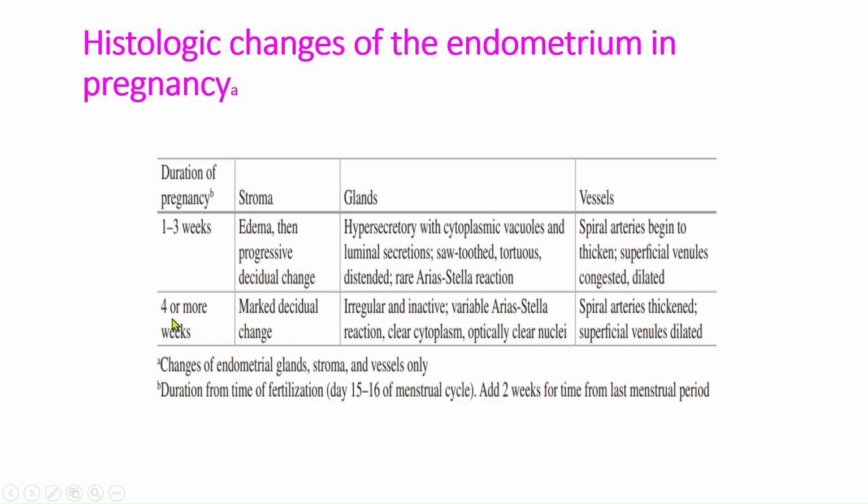And during four or more weeks duration of pregnancy, there is marked decidualized change. Glands are now irregular and inactive, with variable Arias-Stella reaction, clear cytoplasm, and optically clear nuclei. Spiral arteries are generally thickened and superficial venules are dilated.